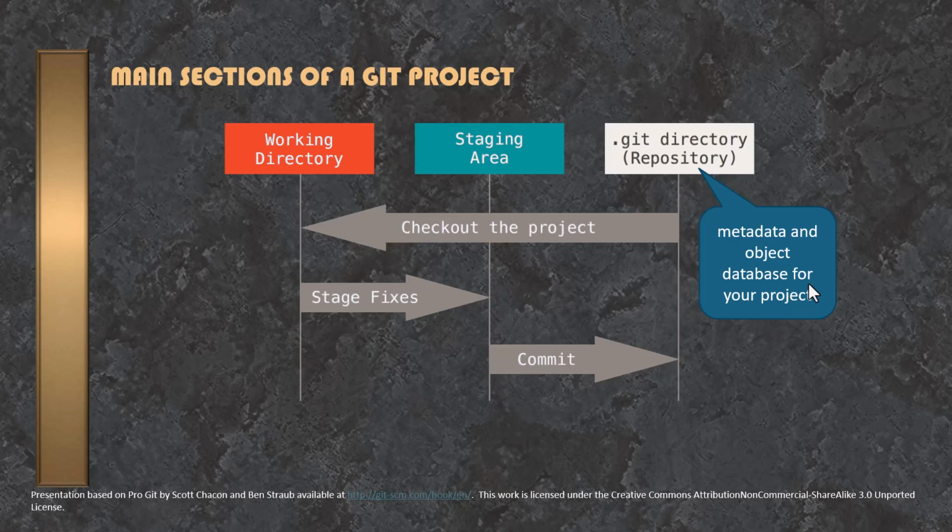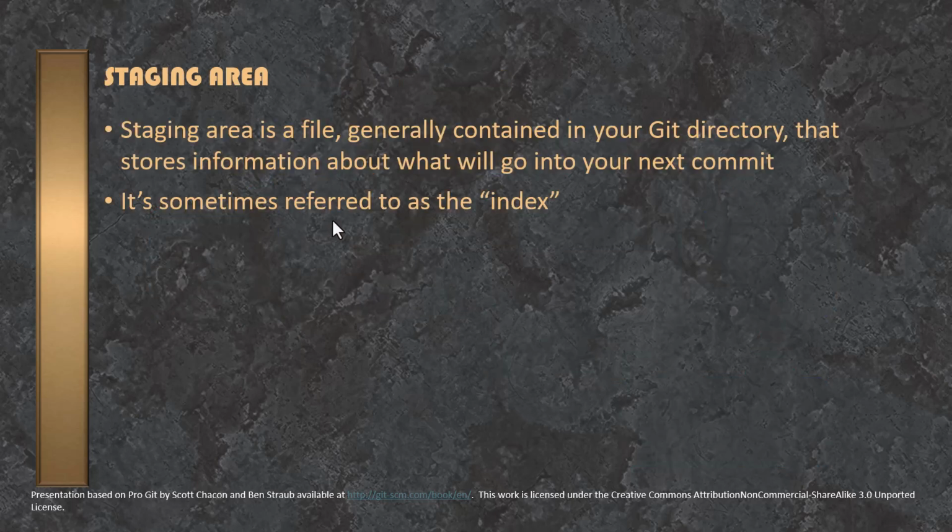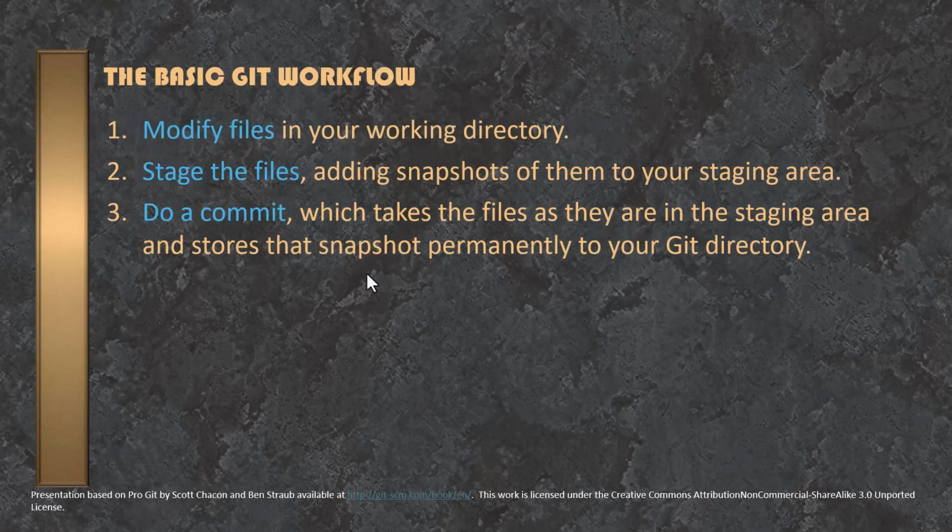So metadata and object database for your project is what's in that .git repository. And when you clone a repository, which is another term, you get this .git directory. Your working directory is a single checkout of one version of the project. Your staging area is a file generally contained in your Git directory that stores information about what will go into your next commit. Sometimes referred to as the index.